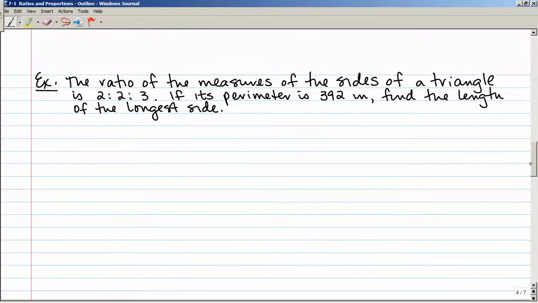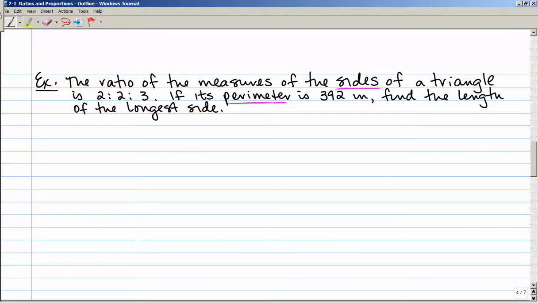Here's another similar example, the ratio of the measures of the sides of a triangle. And I do want to make a distinction here that this is the sides of a triangle, not the angles. So the ratio of the measures of the sides of a triangle is 2 to 2 to 3. If its perimeter is 392 inches, find the length of the longest side. Another thing is, remember that perimeter is the length of all of the sides added together. What is the distance around that triangle?